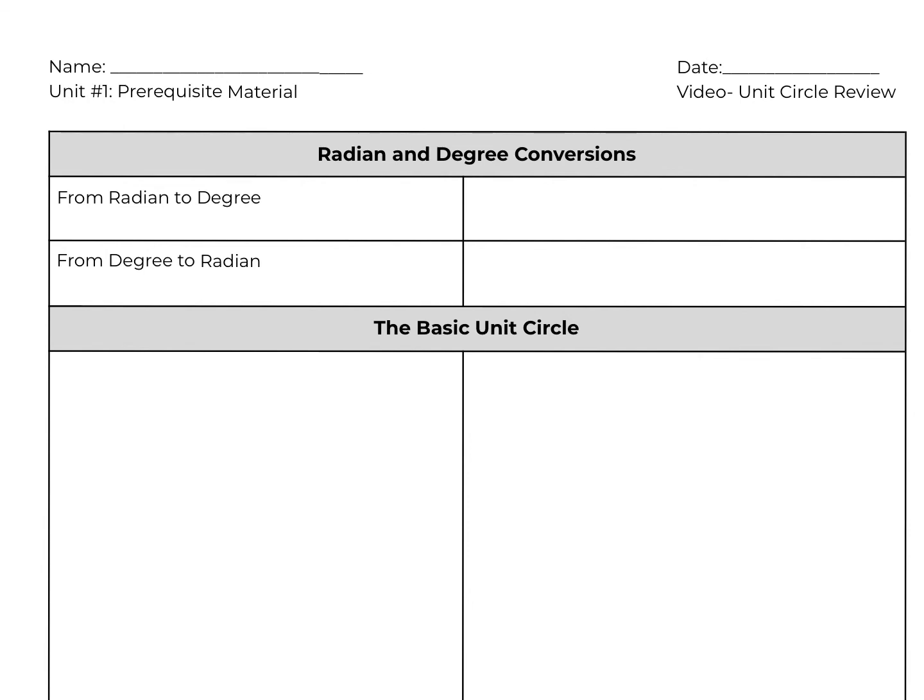Hi everyone, in today's lesson we're going to review all components of the unit circle. So let's first discuss the radian and degree conversions. If I want to go from radian to degree, I want to multiply by 180 over pi. And if I want to go from degree to radian, I multiply by pi over 180. Those are the rules. We're going to use those in just a second for the unit circle.